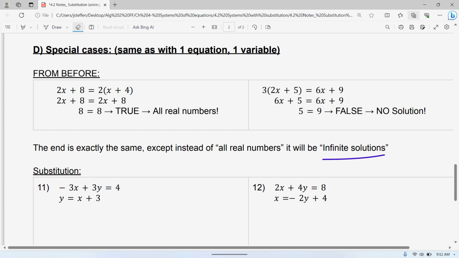We do kind of the same thing, set it up differently, but the end is going to be identical to what we did before, except, instead of saying all real numbers, we're going to make sure we put infinite solutions, or infinitely many solutions. But let's see what that's going to look like.